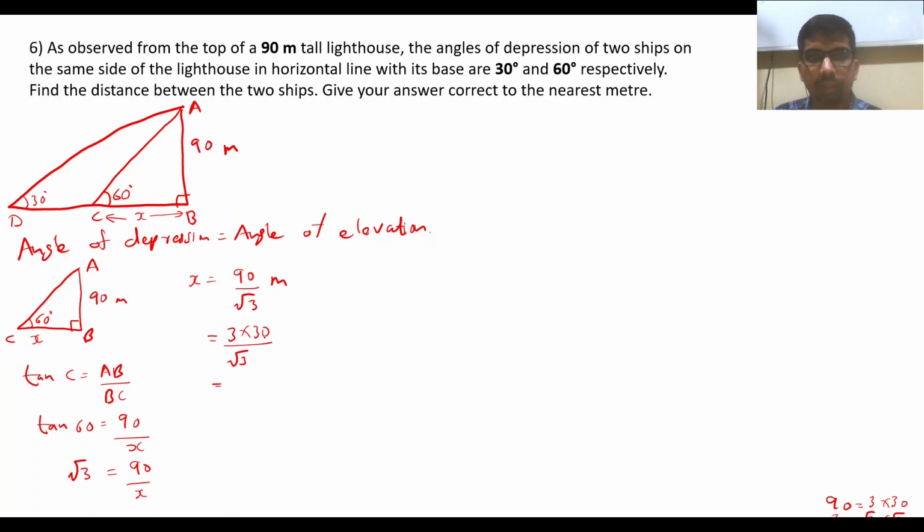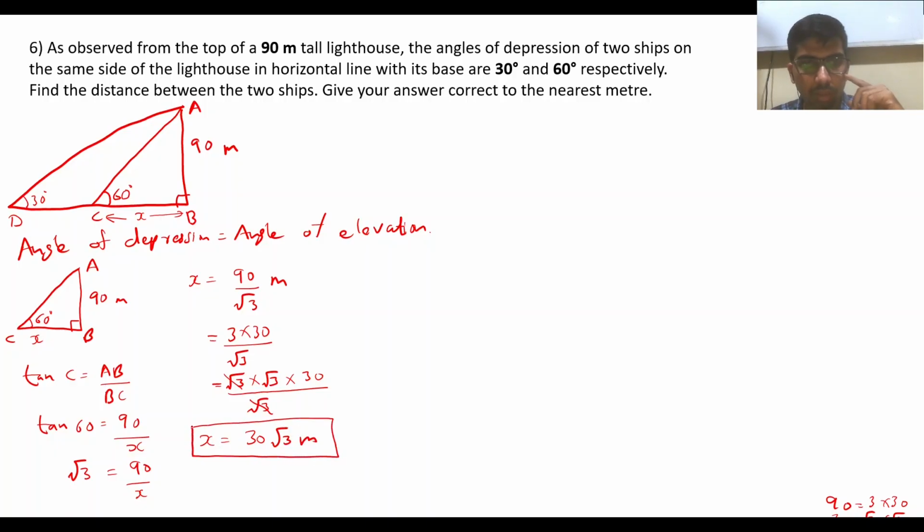Okay, 3 into 30 is 90. That's what I did, nothing else. What is 3 root 3? Root 3 into root 3. What will this become? Root 3 into root 3 into 30, and this will become root 3. Okay, what is the split? Root 3 as what? Root 3 into root 3, and this root 3 and this root 3 will get cancelled.